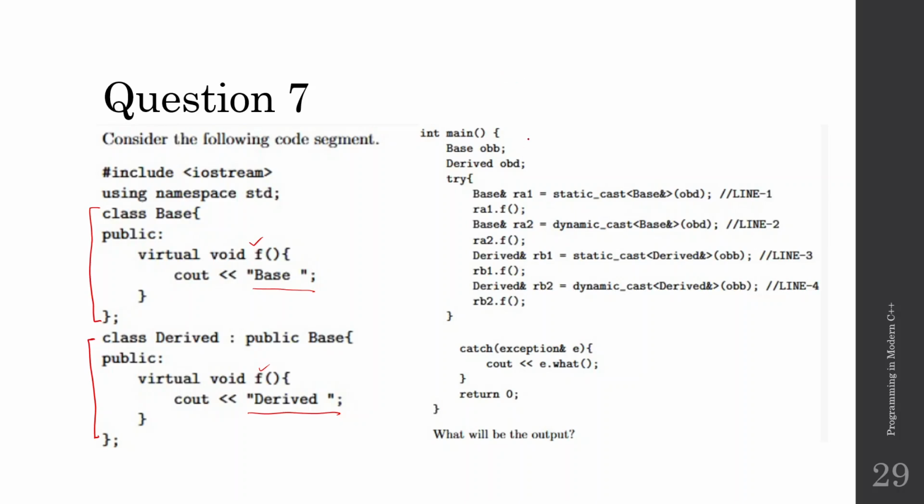Okay, now in the main function we are creating two objects, obb and obd, of base and derived types respectively, and then we are trying all these casting operators. So the first one is we are trying to cast obd to a base reference, ba ampersand.